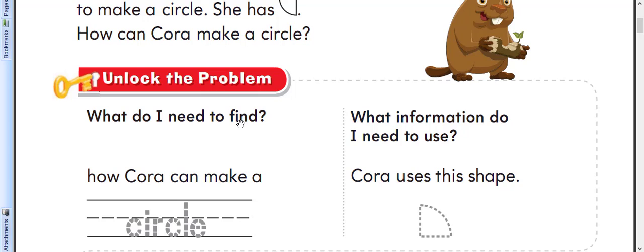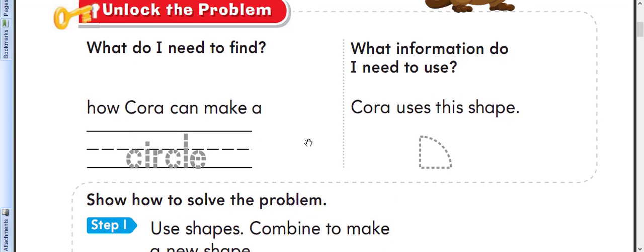What do we need to find? We need to find how Cora can make a circle. What information do we need to use? Cora uses this shape, a quarter. This is our information. How will we use the information? We can act out the problem with shapes.